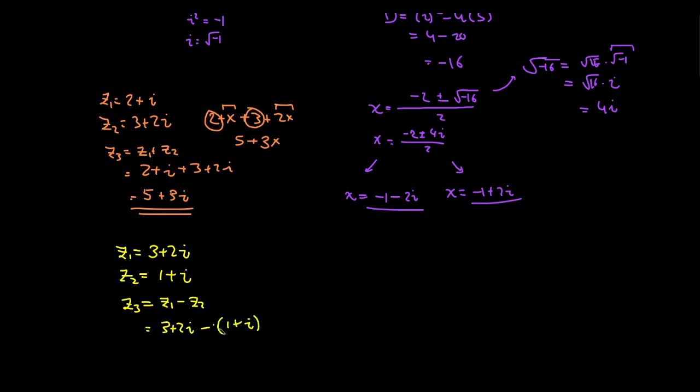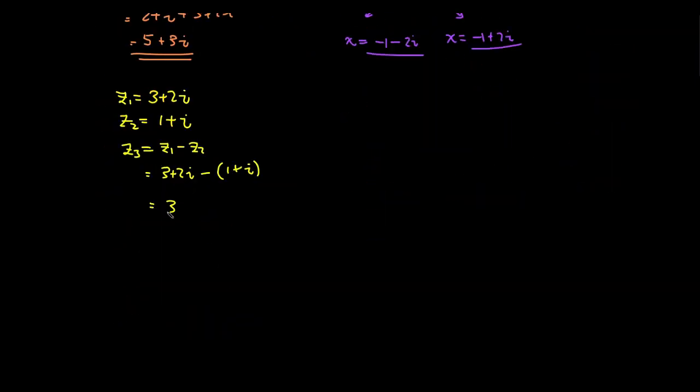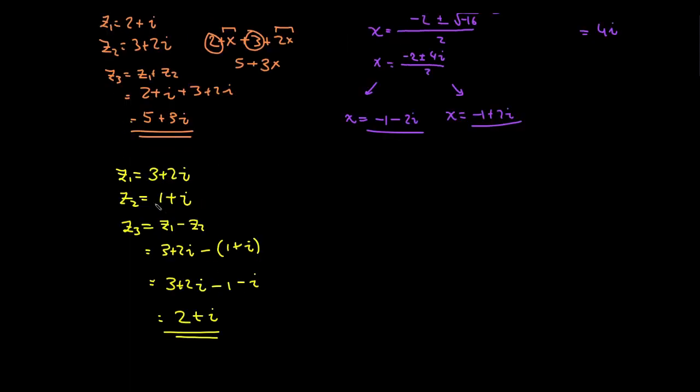We have to do a parentheses because we have to distribute the minus sign. So I'll copy this and then distribute the minus sign. It gives me -1, -i. And now I can just add together the real and the imaginary parts again. So 3 minus 1 gives me 2. 2i minus i gives me just i. So that's subtraction. Relatively straightforward, I think.